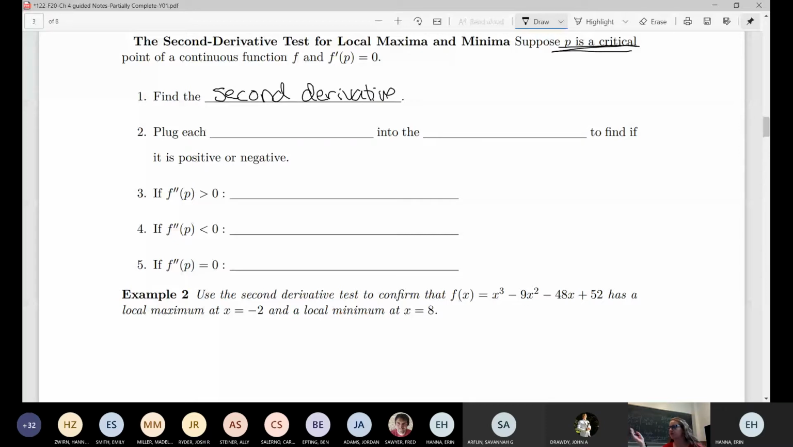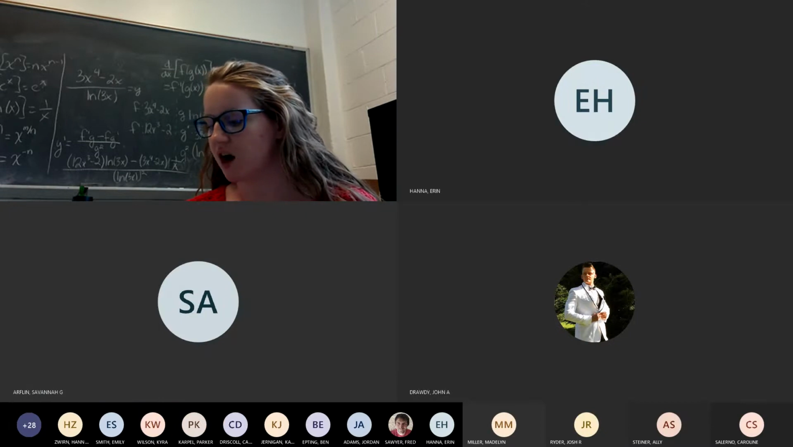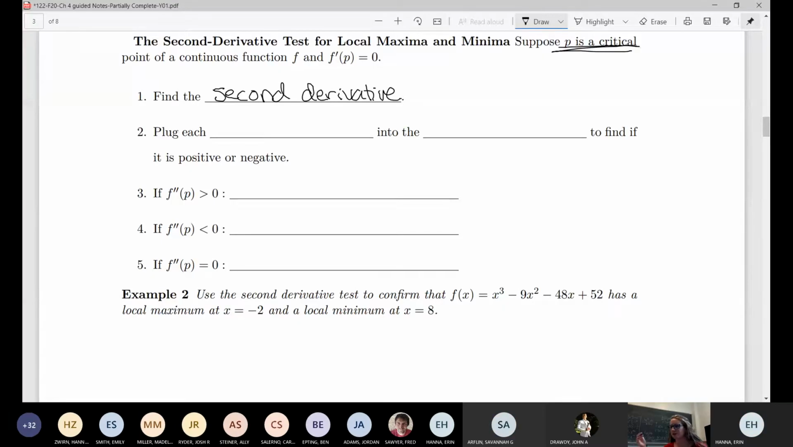And I don't think we've ever officially done one up to this point, but essentially you find the derivative and then find the derivative of the derivative. That's how you would find the second derivative. What you do with the second derivative then is you're going to plug each critical point into the second derivative.